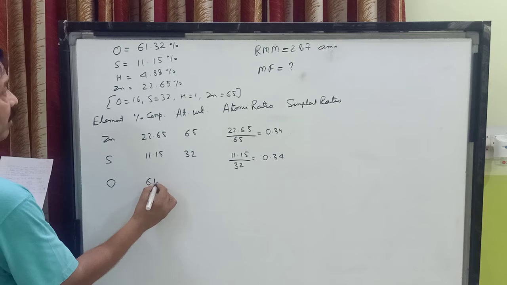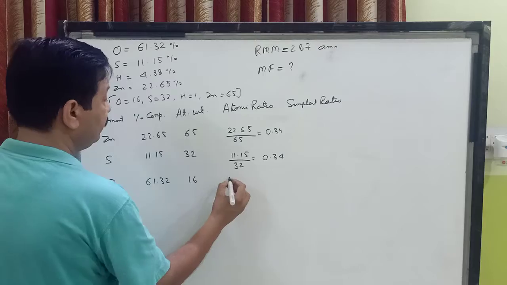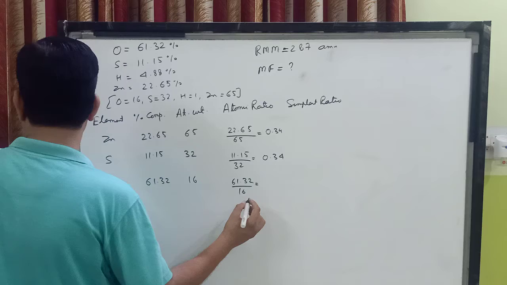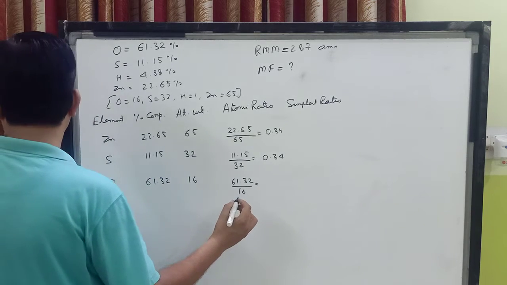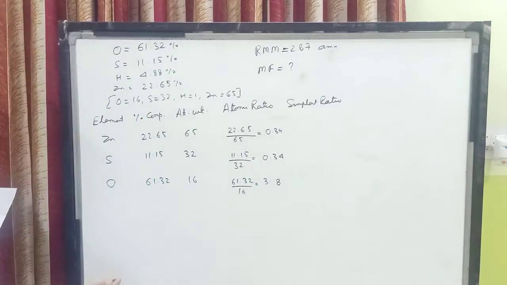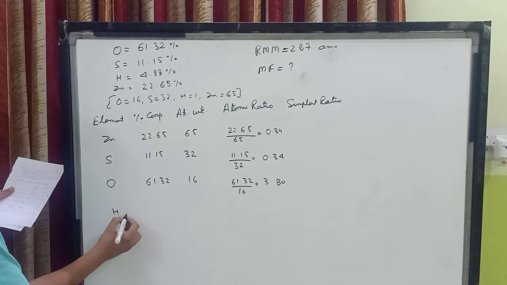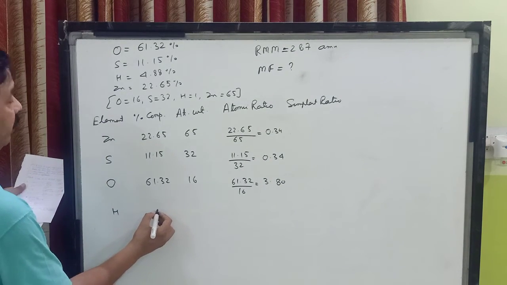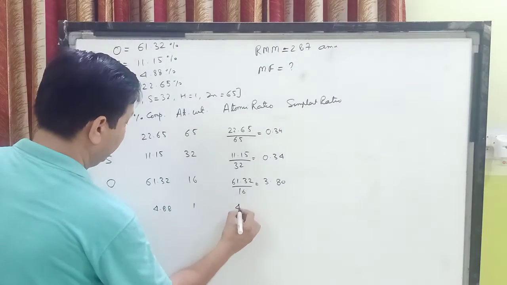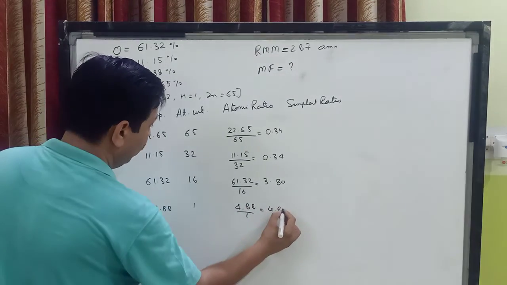Oxygen is 61.32%, atomic weight is 16, and if we divide 61.32 upon 16, we get an answer as 3.8, or it is 3.80, you can say. So now children, next is hydrogen, and hydrogen percentage is 4.88. Atomic mass is 1. 4.88 divided, it comes out to be 4.8.